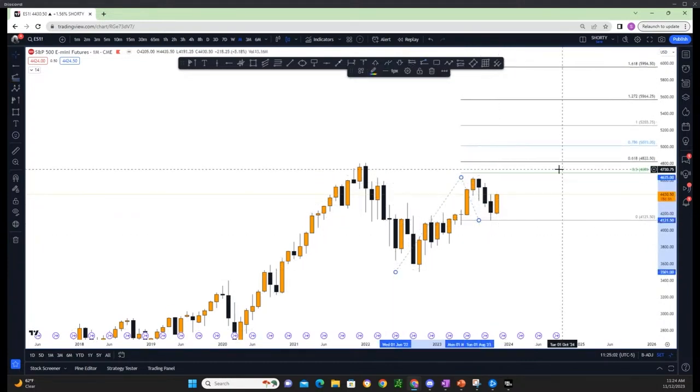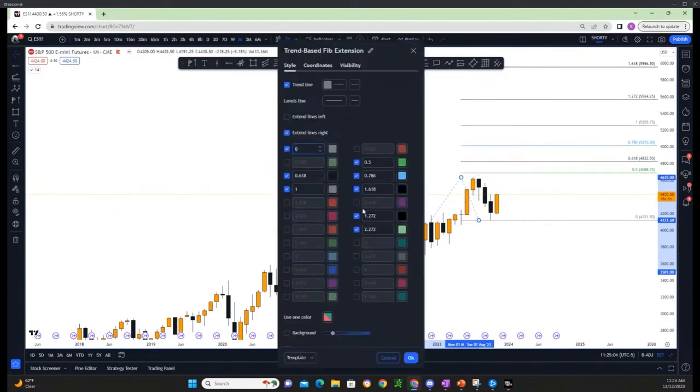Inverse fib starting from what? August high, that top of the black candle down to October low, and then I'd have retracements going back up for where it could potentially reject.